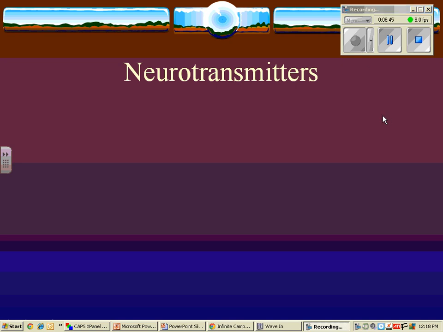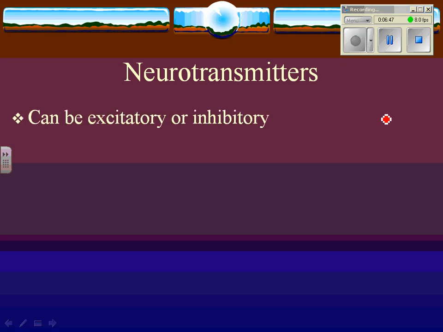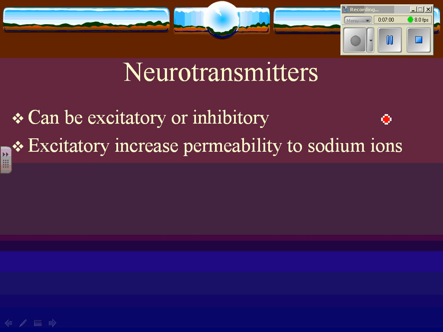You actually have two kinds of neurotransmitters, essentially. You have neurotransmitters that can excite a nerve, and neurotransmitters that can inhibit an impulse. I'm going to show you an example of this with a little animation here in a minute.